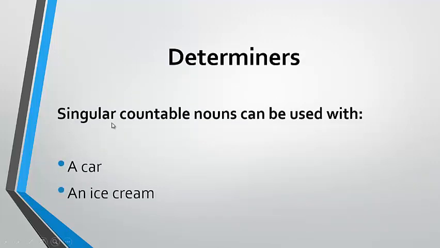When we use singular countable nouns, we can use the determiner a or an. For example, a car or an ice cream. If we say a car, it's like one car, and if we say an ice cream, it's like one ice cream.